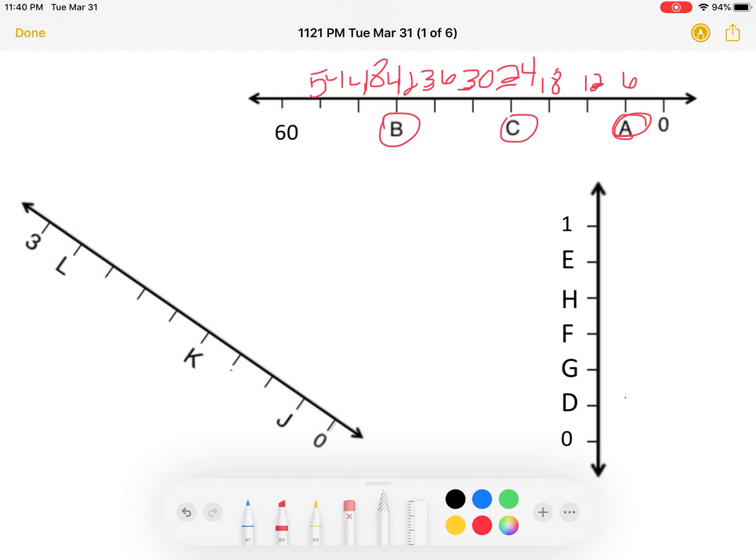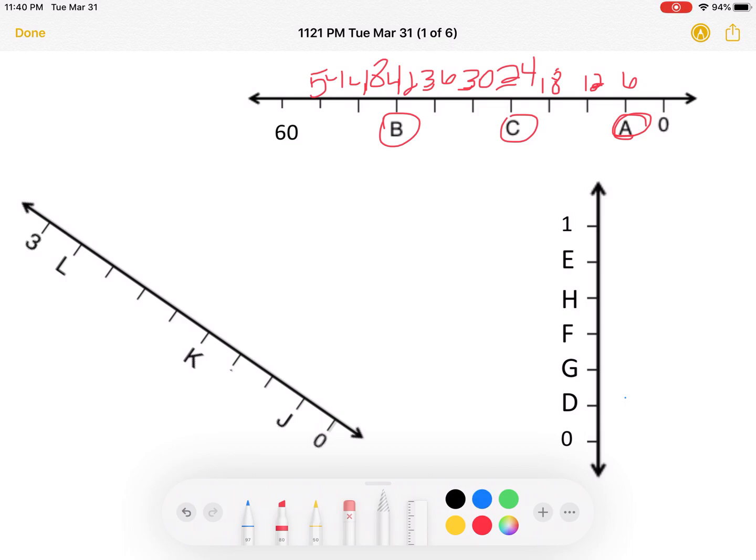Over here, we have a number line that includes letters, right? But those letters still have a value, and it looks like the value of each one of these tick marks will be a fraction. Why do you think Ms. Durham said that the value of each one of these tick marks would be equal to a fraction? Think about it.